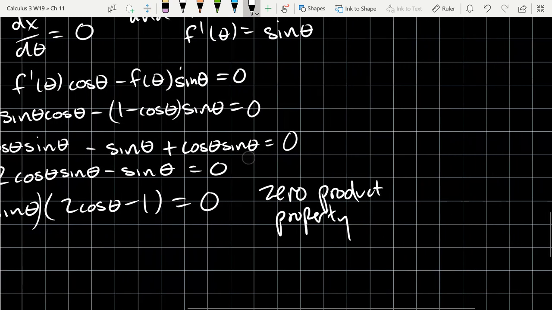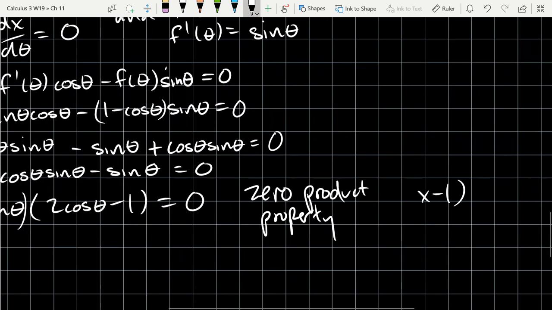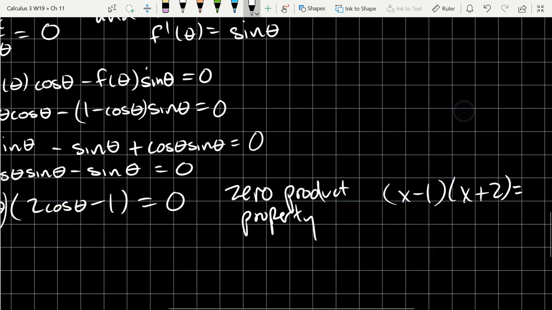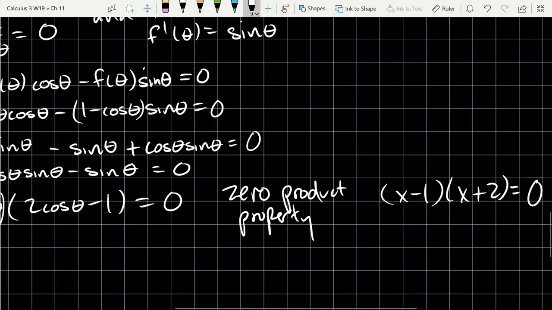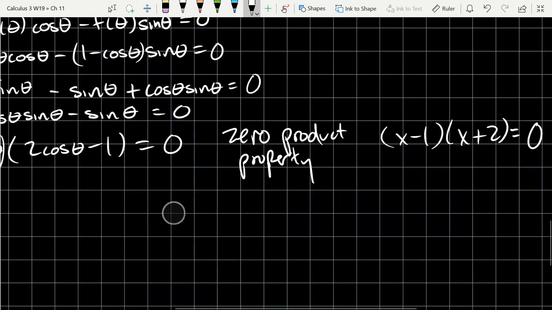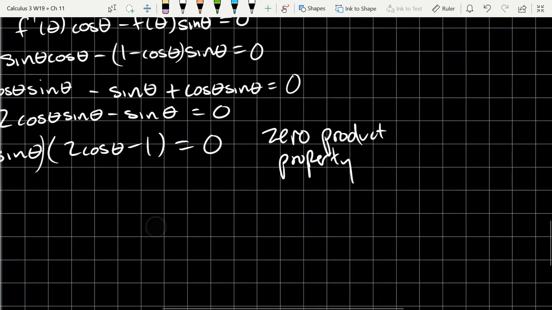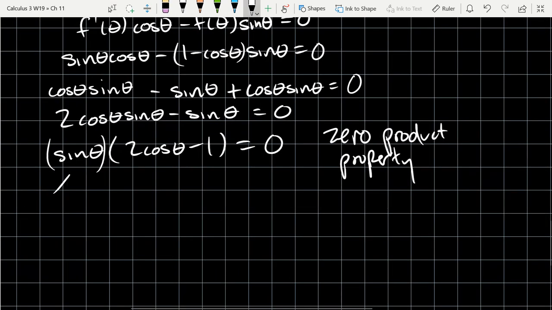Usually, you see the zero product property written with x's, like x minus 1 times x plus 2 equals 0, and then you say the first factor is 0 or the second factor is 0. So that's where you've seen the zero product property again and again. We're just using it here on these factors. So either sine theta equals 0 or 2 cos theta minus 1 equals 0.